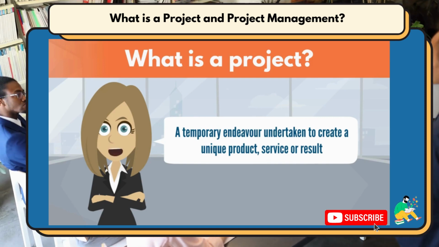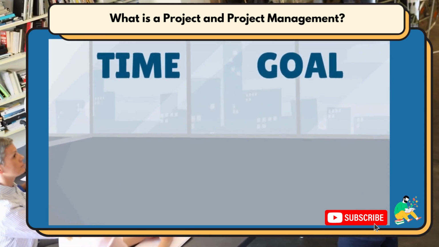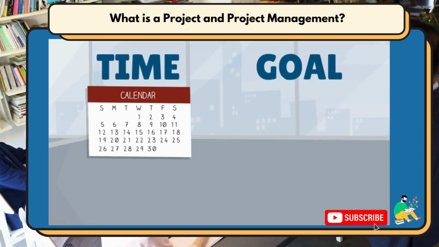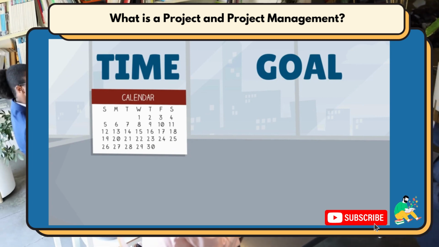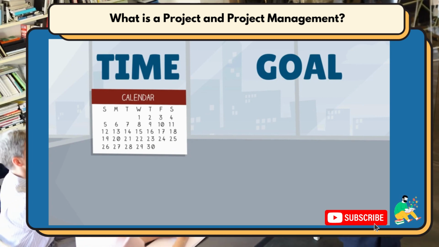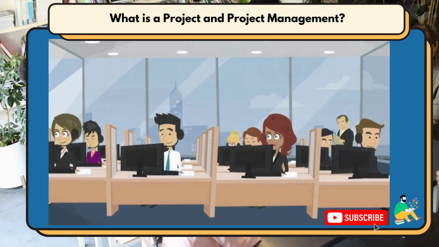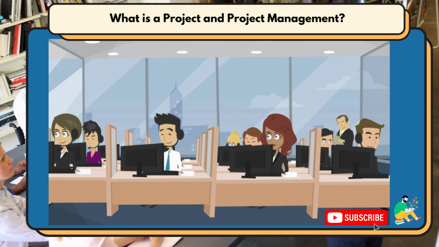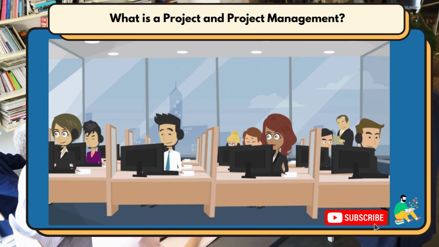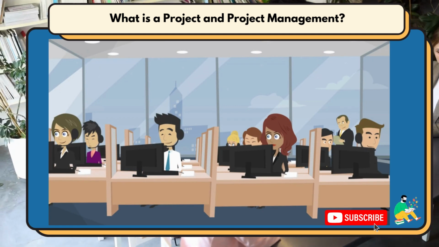Let's break this down with some terms. First, we have time. This refers to a project being a temporary initiative. It is distinct from normal business operations in that it has a predetermined start and end date. Normal operations are characterized by the routine work in established companies. Think of the day-to-day activities, which are not very different from one day to another.